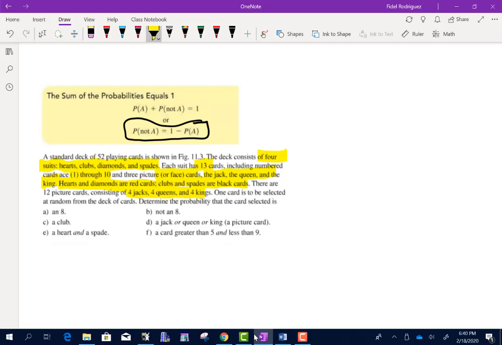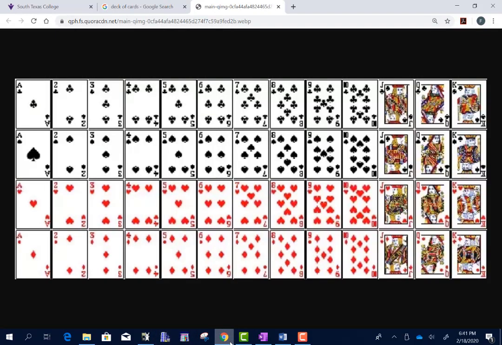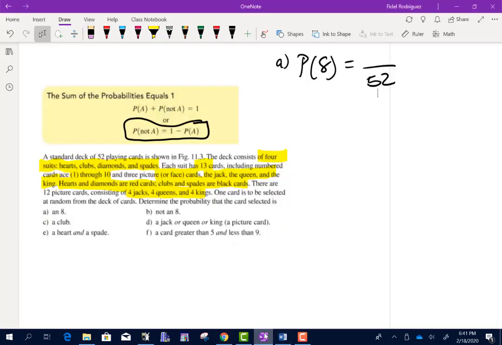Okay, so now let's do part A. What's the probability that we're going to get an 8? Well, we know that we have a total of 52 cards, right? If I come back and look at my picture, how many 8s do we have? We have a total of 4 8s, right? So it's going to be 4 over 52, which we can reduce to 1 over 13. Okay.